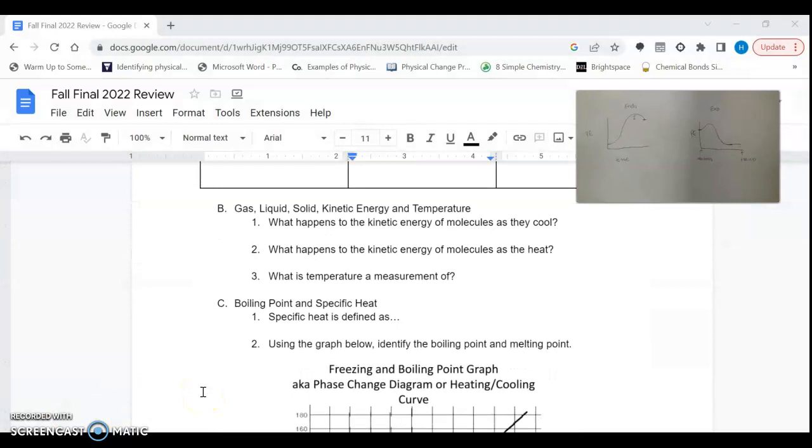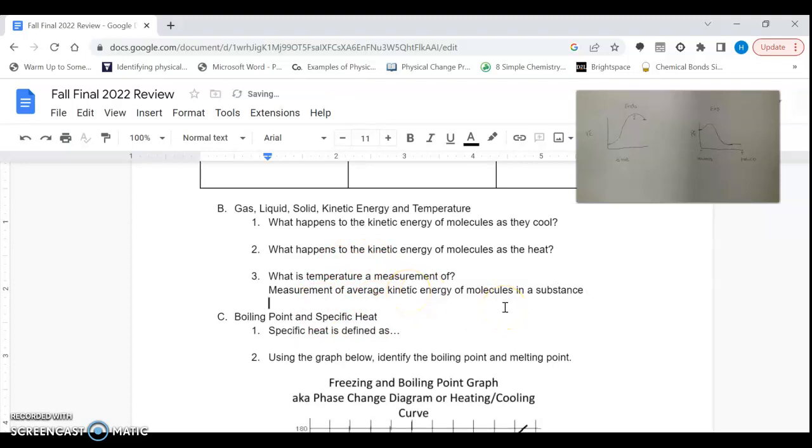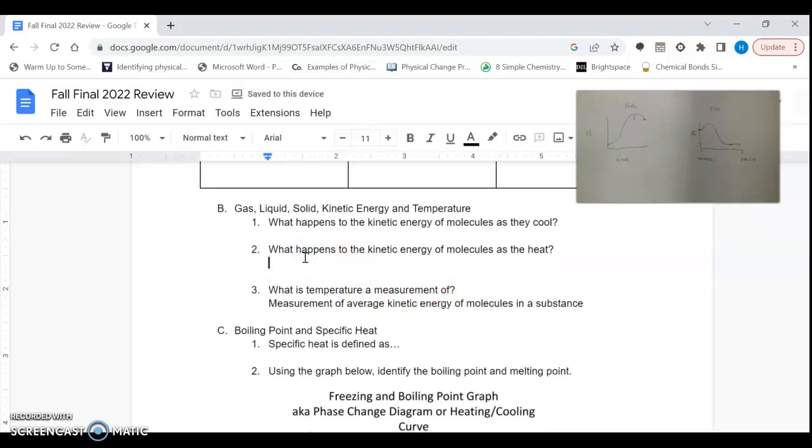Gas, liquid, solid, kinetic energy, and temperature. So remembering, I'm going to start with number 3 here, that temperature is a measurement of average kinetic energy, not speed, kinetic energy of molecules in a substance. So remembering that the kinetic energy is movement energy. As things move faster, those molecules start kind of hitting our thermometer with more energy, and we feel that energy as heat. What happens to the kinetic energy of molecules as they heat?